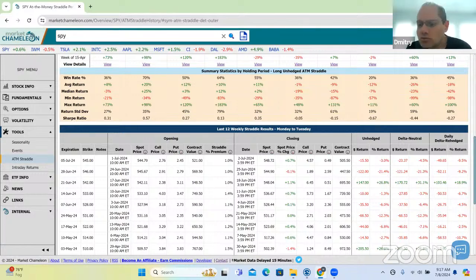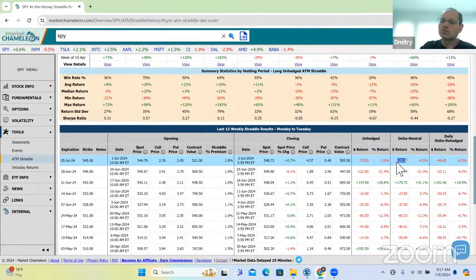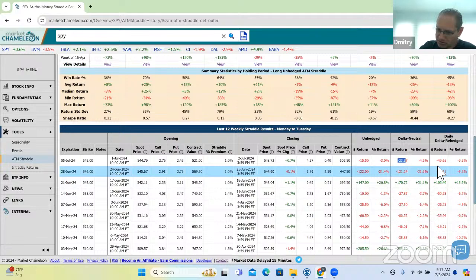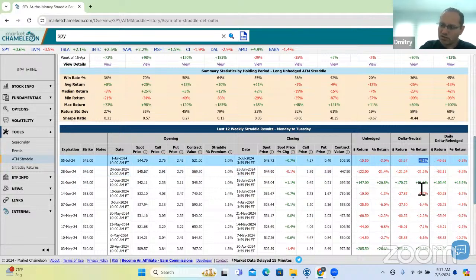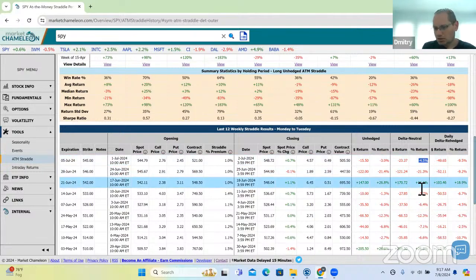Okay, so what if we just hedge that initial delta? Well, here it shows that the loss would have been a little bit greater, $23.37 and a 4.5% loss.